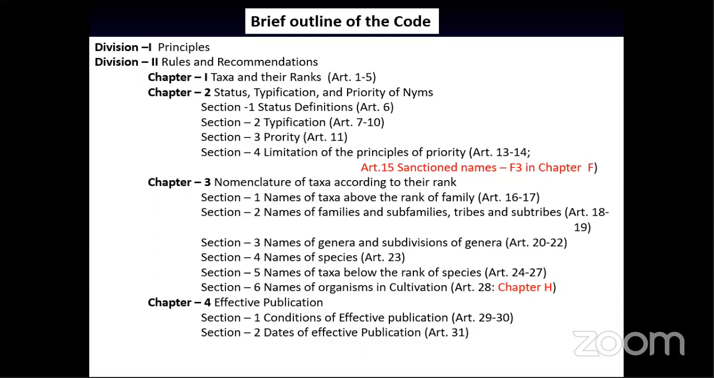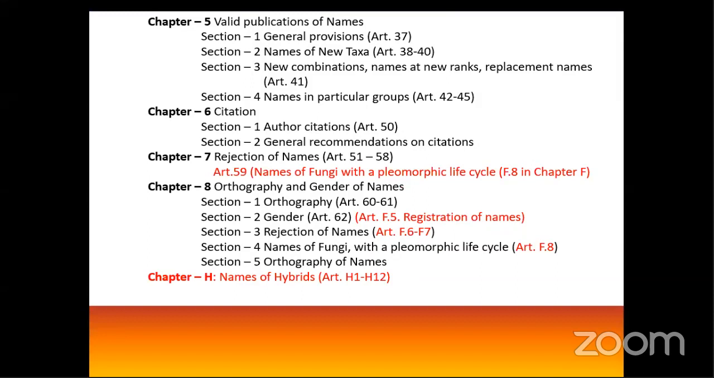Next, chapter 5, valid publication. Some provisions have been given: general provisions, names of new taxa, new combination, names at new ranks, replacement of names, and everything is given in chapter 5. And chapter 6 is citation, and section 1, other citation. Section 2 is general recommendations on citation. So these are all the important things for nomenclature.